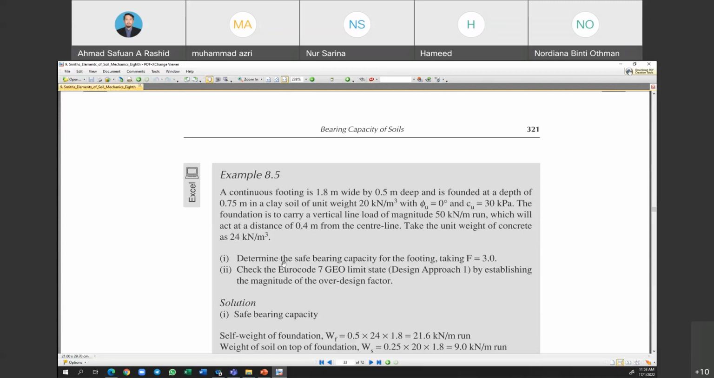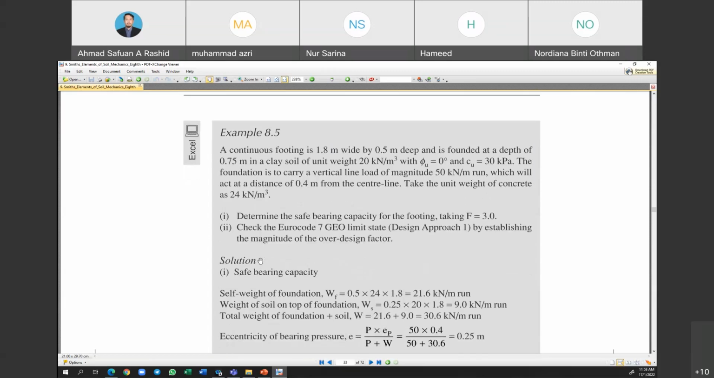Determine the safe bearing capacity for the footing, taking F equal to 3.0, and then we also need to check using Eurocode 7 limit state by establishing the magnitude of the over design factor. The first one is by using the factor of safety 3.0. So what should we do? We need to determine the E. This is how we determine the E.